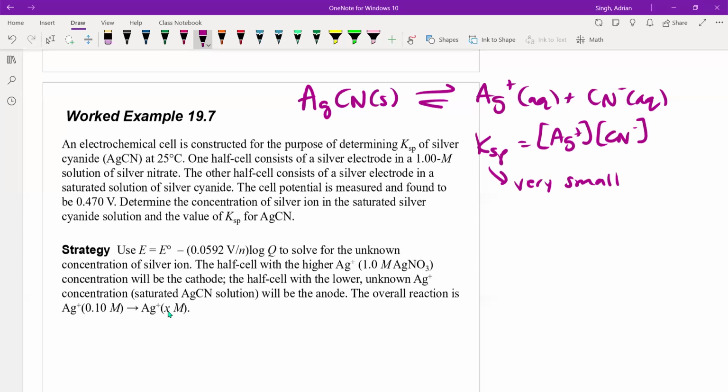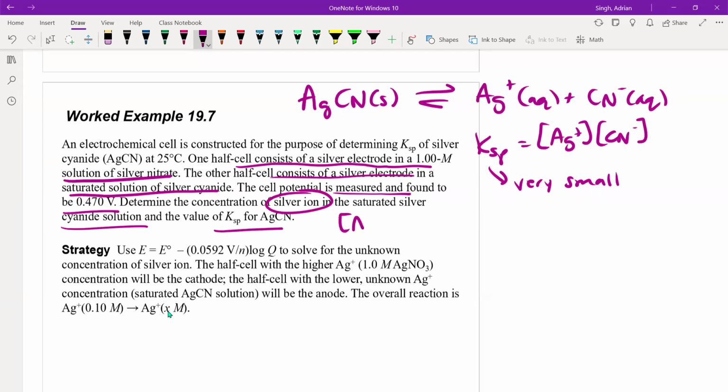This is determined by constructing a cell. One half cell has a silver electrode in a 1 molar solution of silver nitrate. The other half cell has a silver electrode in a saturated solution of silver cyanide. Then the cell potential is measured and found to be 0.470 volts. Determine the concentration of the silver ion in the saturated silver cyanide solution and the value for Ksp for AgCN. So we need to find the concentration of the silver ion, and then we also need the Ksp.